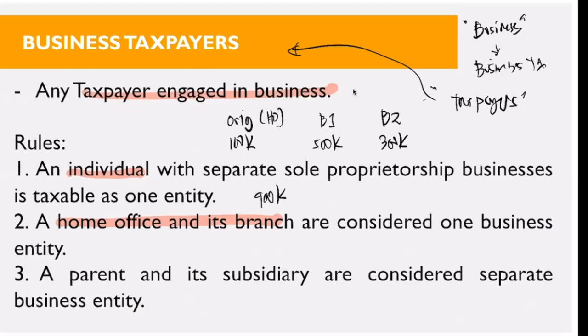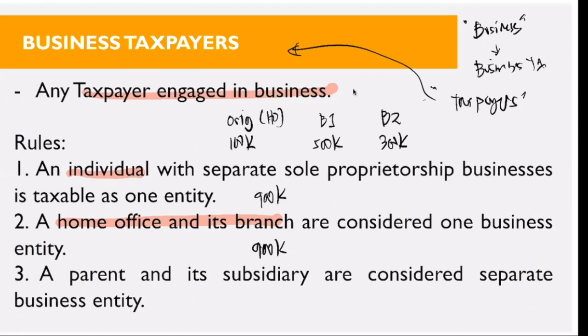So for the purpose of filing its business tax, we need to consolidate the total sales or receipts. So in this case, if we have our home office at 100,000, business 1 as the branch 1, business 2 as the branch 2, we will consolidate it again. So how much is the total sales or receipts? Our answer is 900,000 pesos.